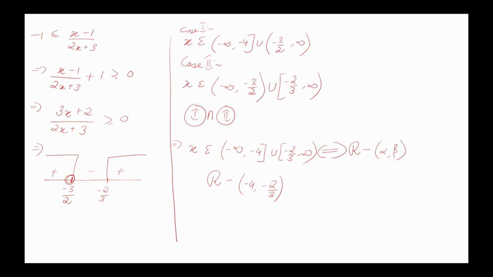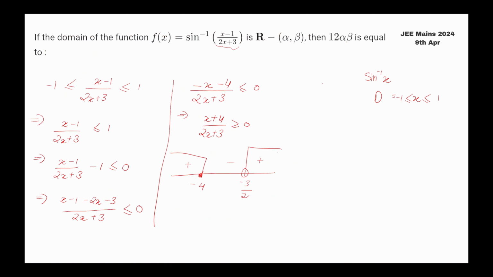Because I need to include my minus 4 and minus 2 by 3 in my answer, that is why they come in open brackets. So from here I've gotten my value of alpha to be minus 4 and my beta to be minus 2 by 3. Now what have they told us? We need to find out the value of 12 alpha beta. So let us solve it here.